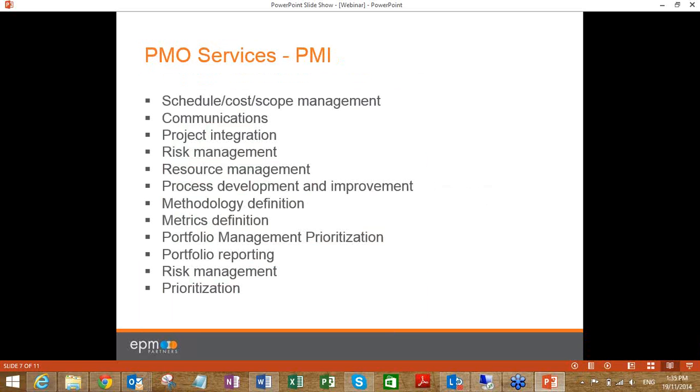So these are the typical services, or what PMI suggests as the PMO services, or the services that a PMO would offer. So schedule, cost and scope management, communication, project integration. This is kind of what they call the knowledge areas within PMI, I guess. I can't remember now what the exact name is, to be honest. But these are the areas that PMI suggests to be delivered through the PMO.